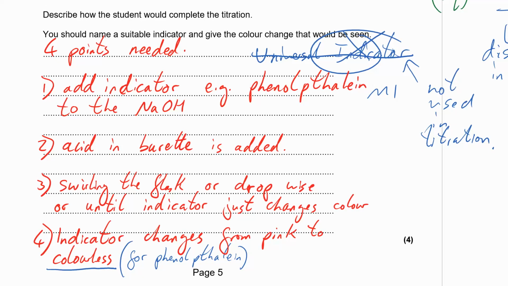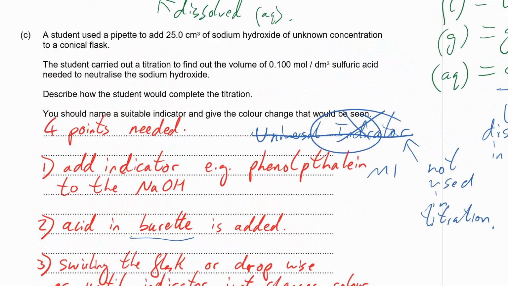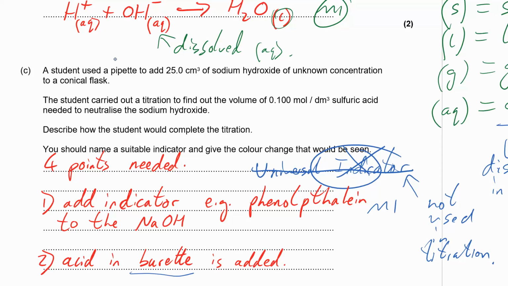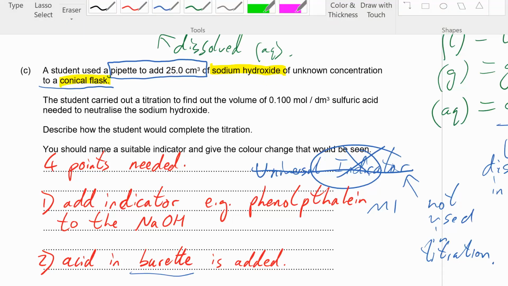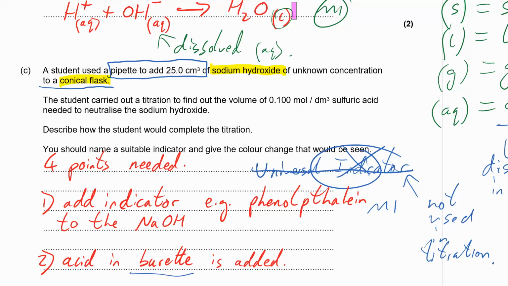Then acid in a burette is added. So you needed to state the name burette. You understand that piece of apparatus, and the acid is going to go in that. You know which one goes in the burette, given that the question has said pipette 25 centimeters cubed to a conical flask. So what that is telling you is the sodium hydroxide goes into the conical flask, meaning the acid must go into the burette. Okay.